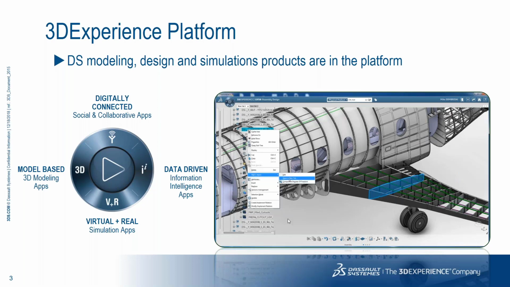3DEXPERIENCE has two interfaces. They are the same. There's the web version and what we call the Reach app, which is this screen here. This is the portion that's going to be installed on your computer. And this is where, I don't know if it may be too small here, it says CATIA.